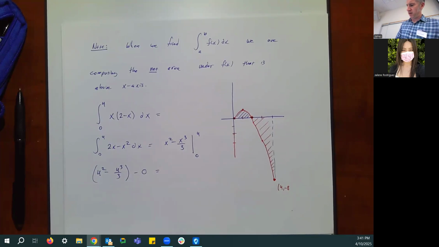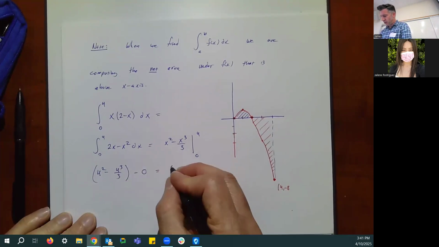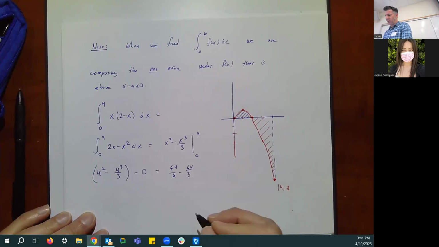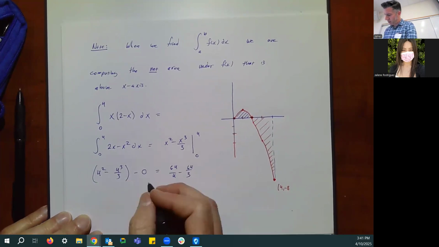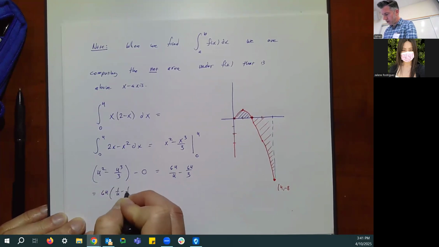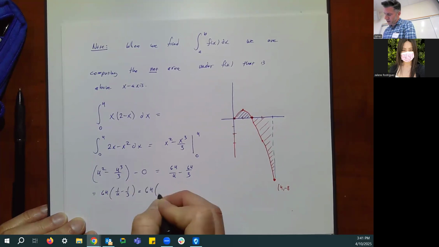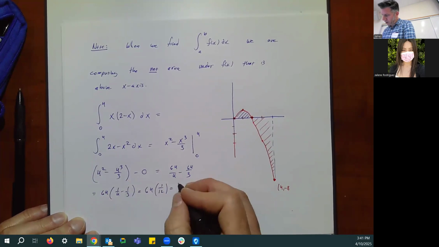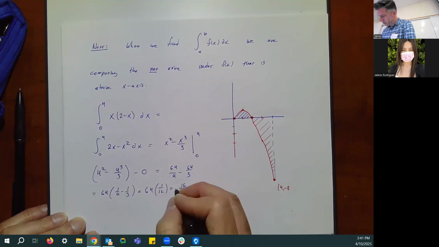That's going to be something. What, I don't know. 64 over 4 minus 64 over 3. Why did I do that? Oh, so I could factor out 64. So that's 64 times 1/4 minus 1/3, which is 64 times 4 over 12 minus 3 over 12 is 1 over 12. So I get 64 over 12 or 16 over 3.